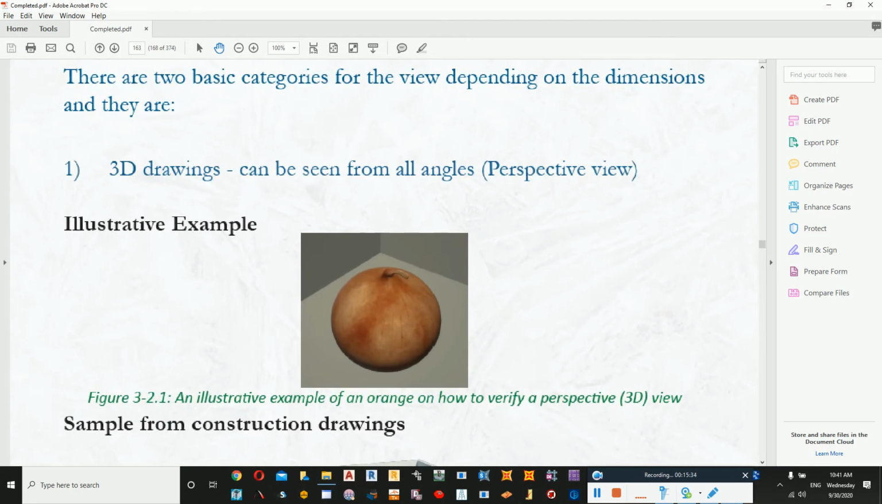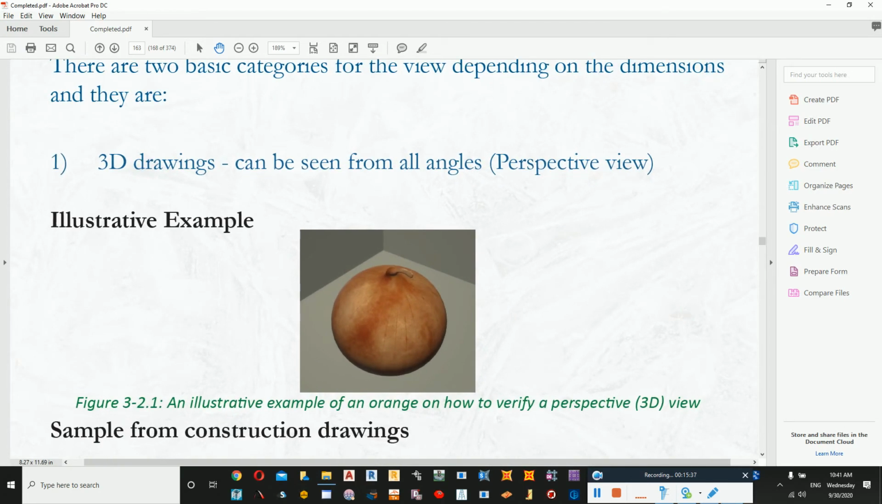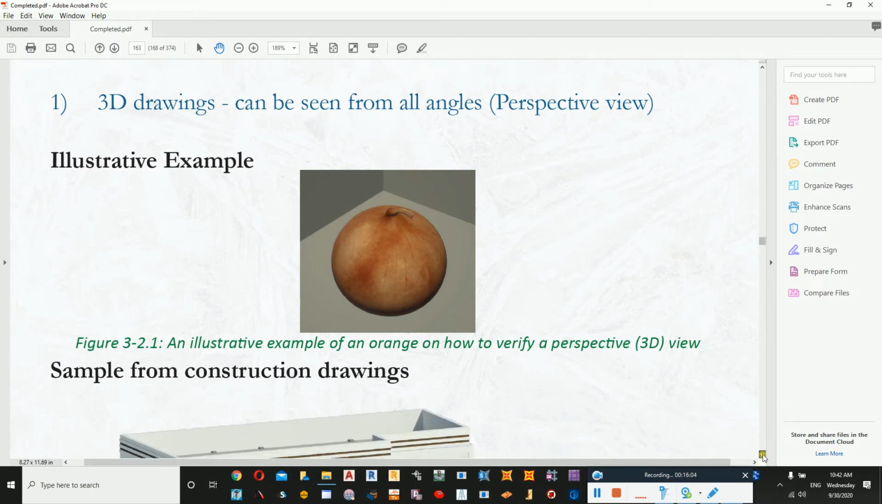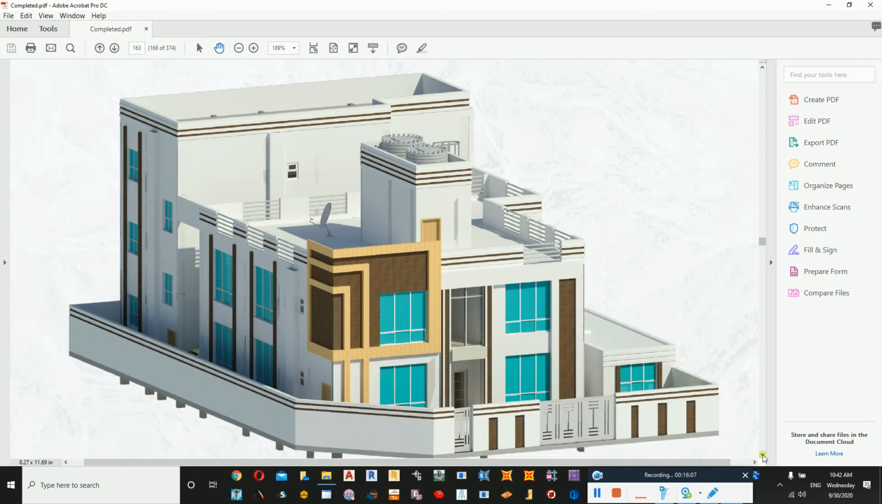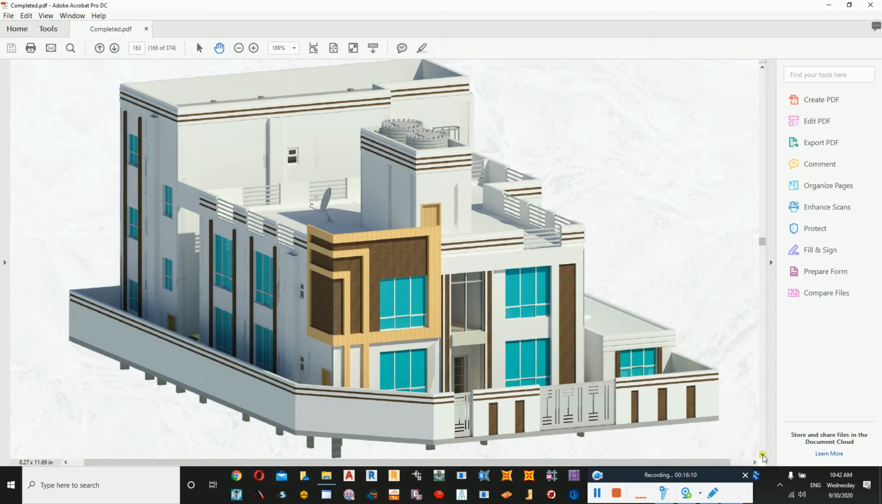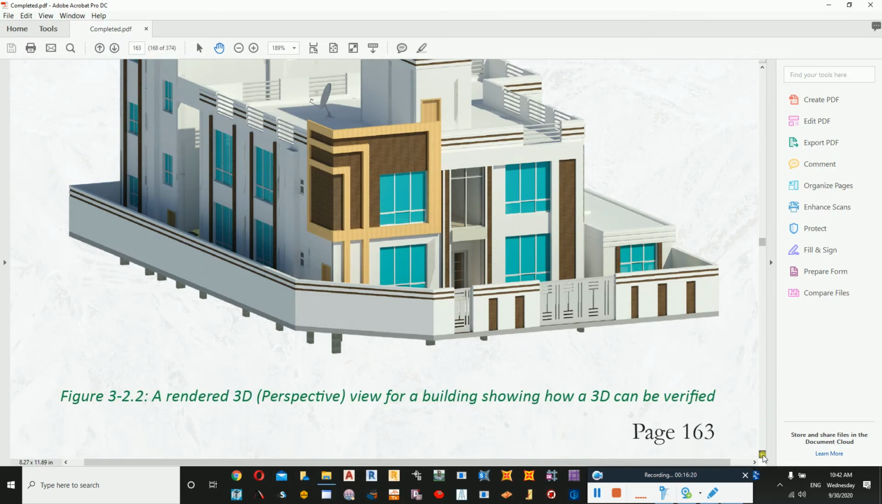Now, to understand the meaning of perspective, section, and elevation, I have written for you, let's say I'm talking about an onion. It's an onion actually rather than an orange. Whatever you can see here is a 3D view, or a 3D picture. If it's 3D, we call it a perspective. A very good example of perspective is where we are seeing our building not only from two directions, but in 3D, three directions. So we call this type of drawing a perspective.